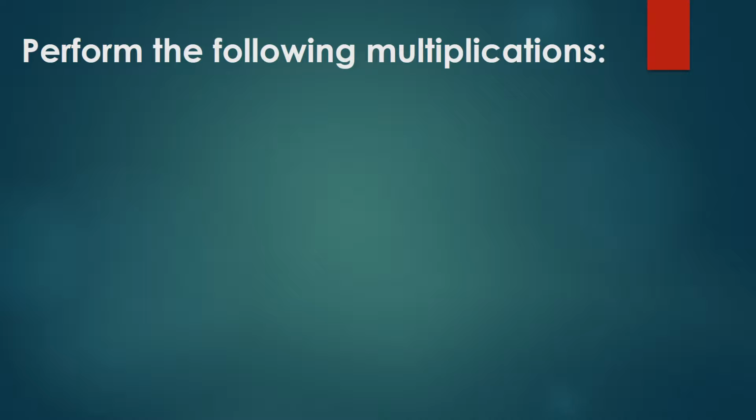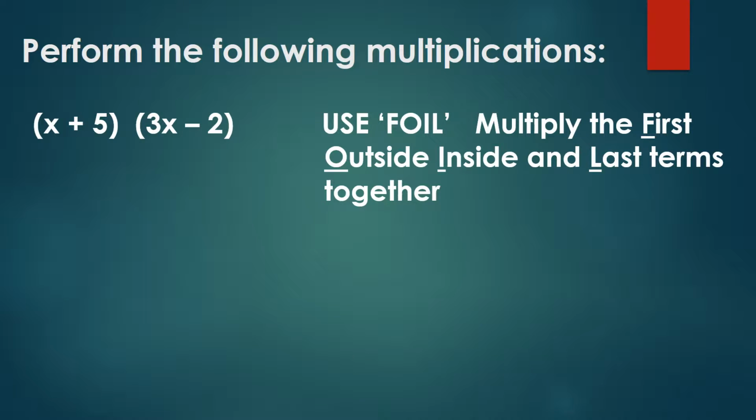First of all, we're going to learn and review multiplying binomials. So you have these two binomials, x plus 5 and 3x minus 2. You're going to use FOIL to multiply binomials. The first terms, x and 3x, give you 3x squared. The outside terms, x times negative 2, give you negative 2x. The inside terms, 5 times 3x, give you 15x. And the last terms, 5 times negative 2, give you negative 10.